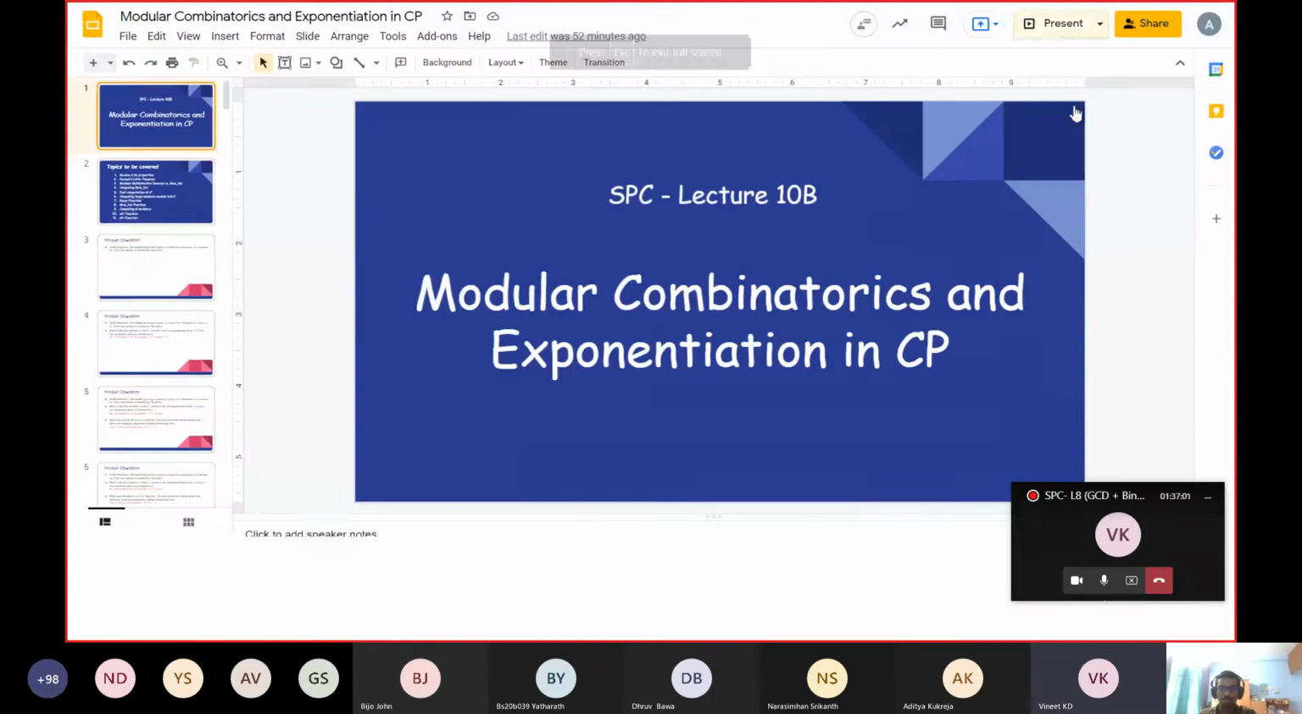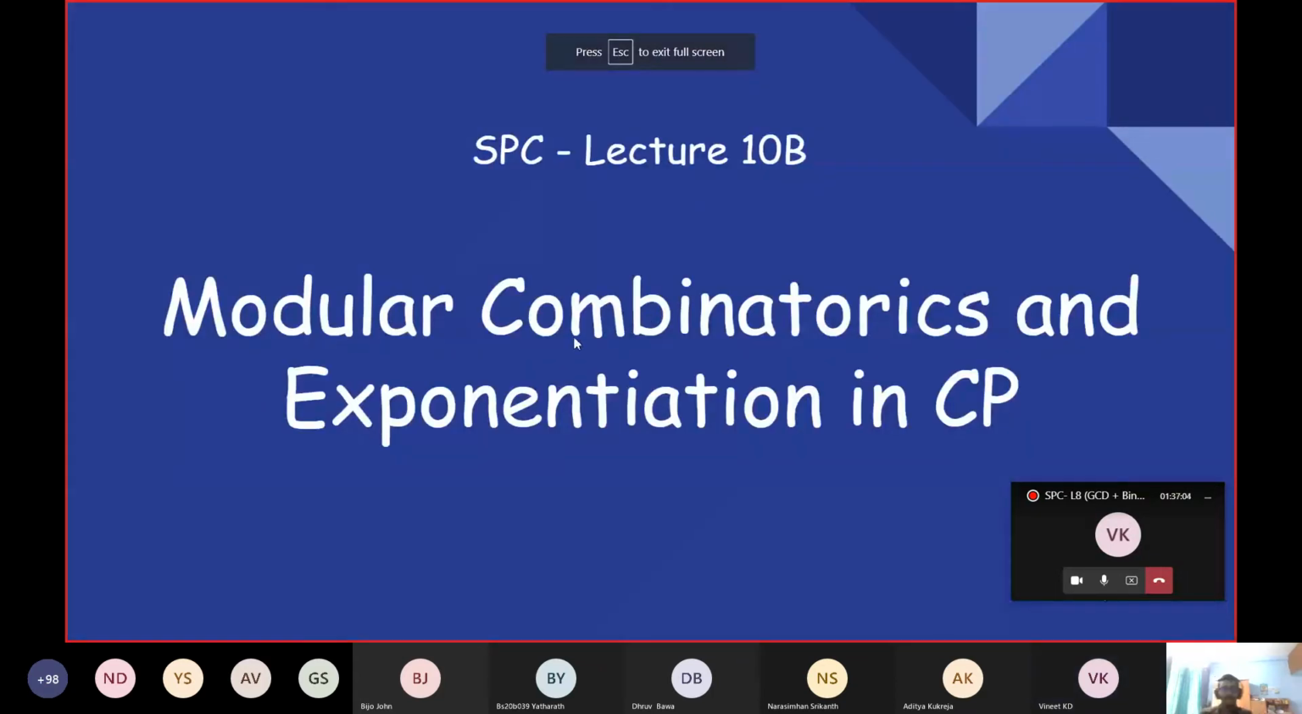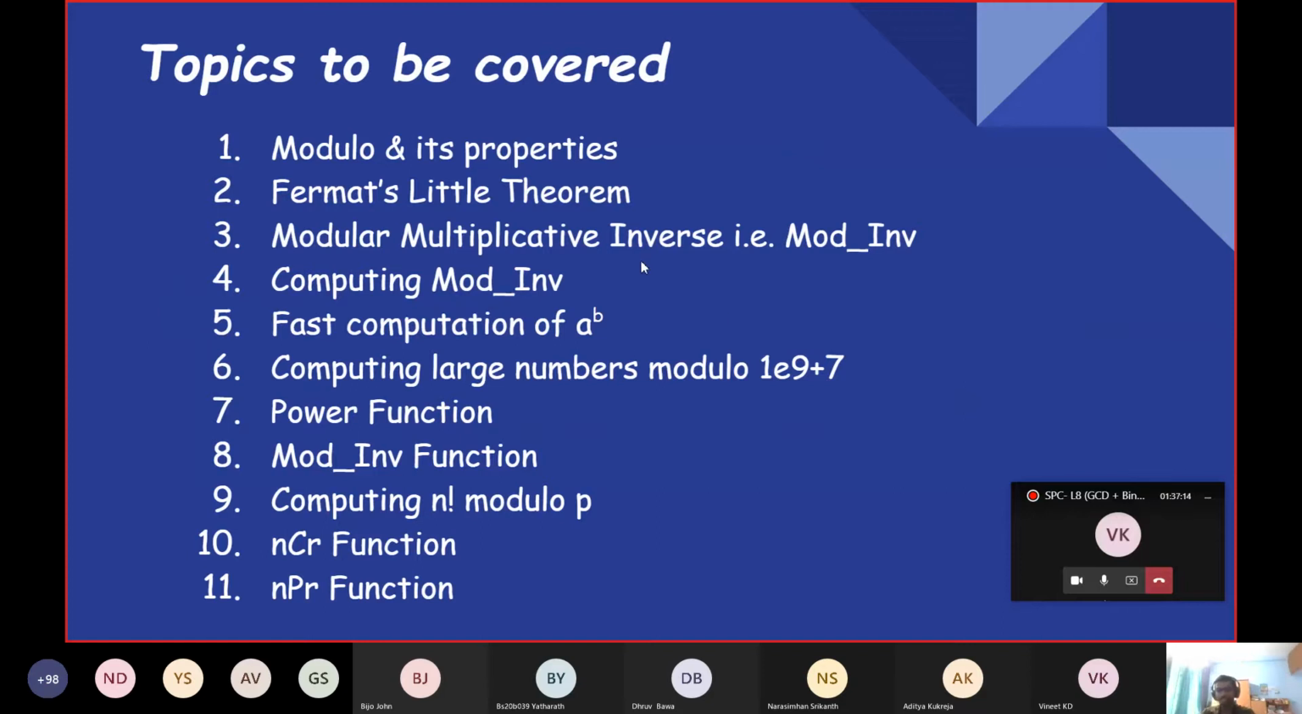Okay, cool. So in this part of the lecture, we'll be looking at modular combinatorics and exponentiation. So this is all just big words that I took from Google, so don't worry about it. I'll be starting from scratch about modulo, and at the end of the next 30 or 40 minutes, I hope we will learn a lot along the way.